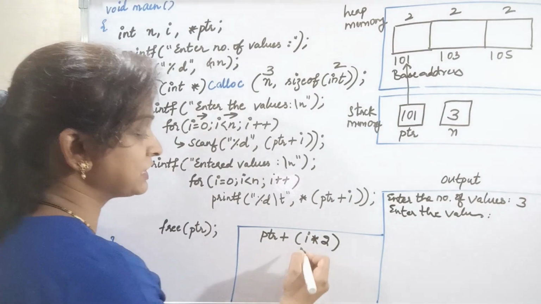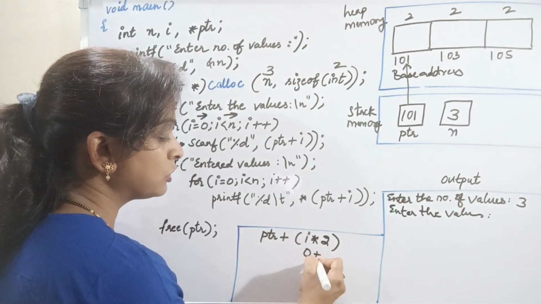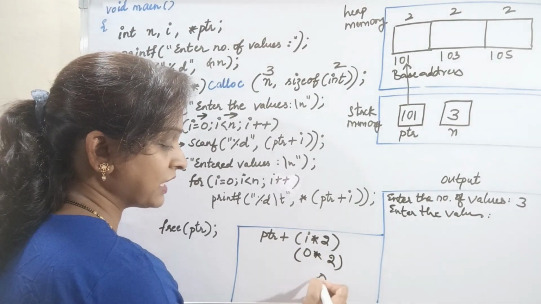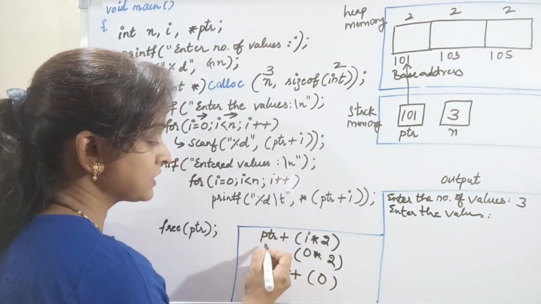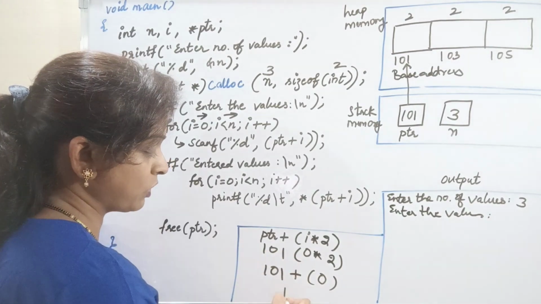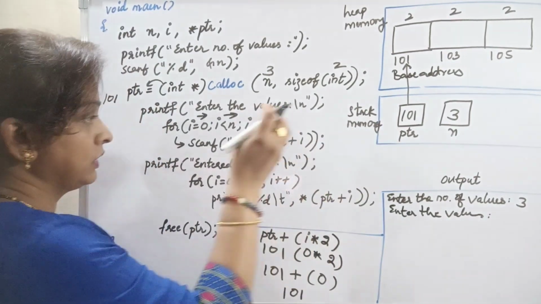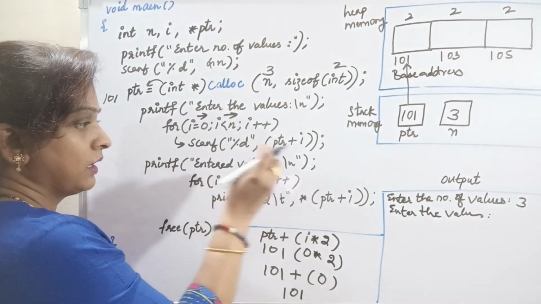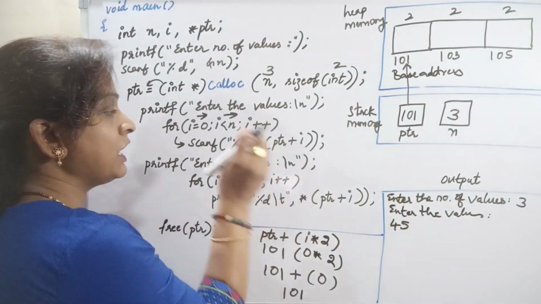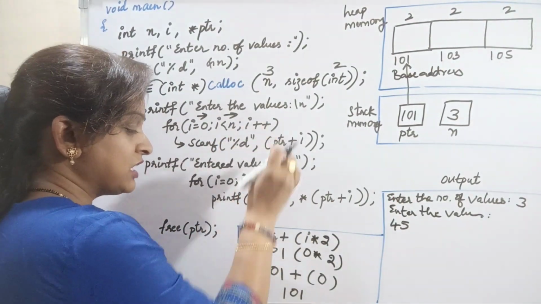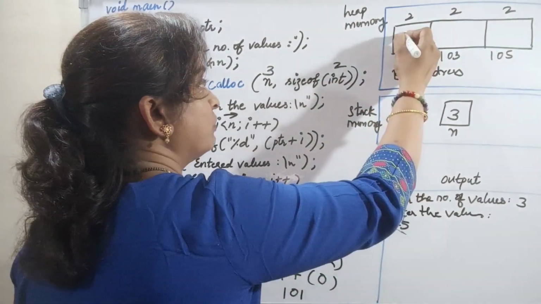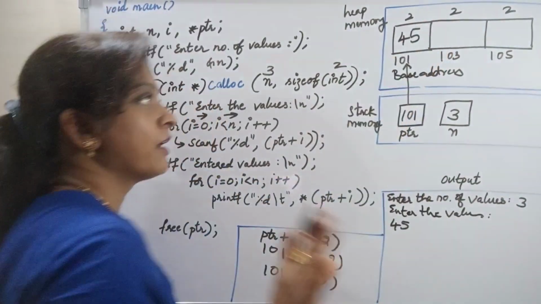So it is i into 2. What is the i value? It is 0. 0 into 2. This will be calculated. So what will be the answer? 0 plus PTR value, meaning 101. So it is 101 plus 0, it is 101. So it is going to store an integer value. So I am going to enter 45. This value will be stored in the address 101. So PTR is pointing to 101. My first value will be stored here, 45.